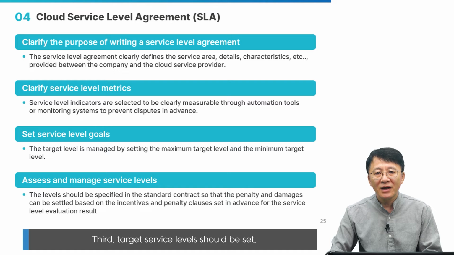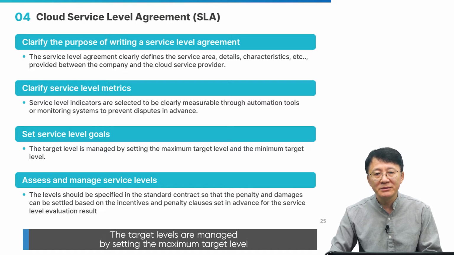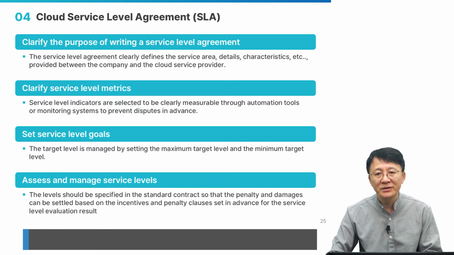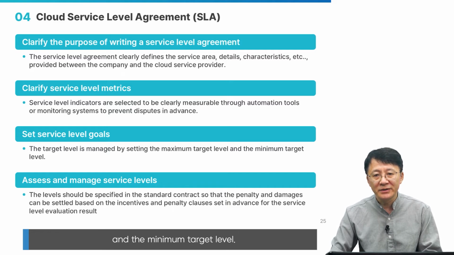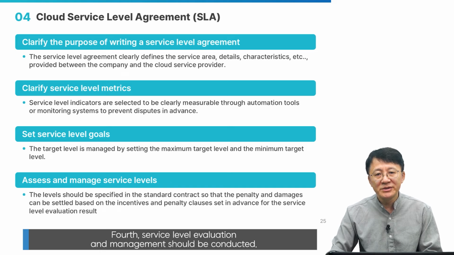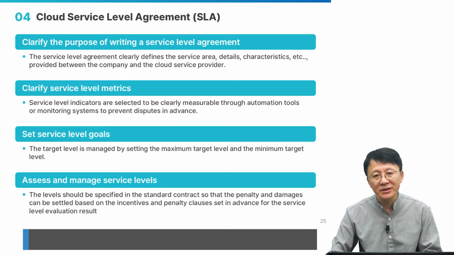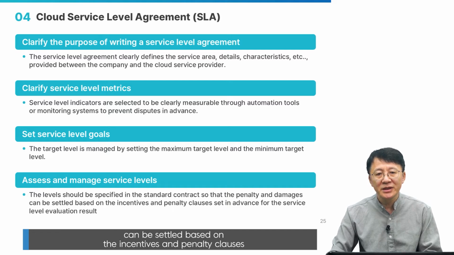Third, target service levels should be set. The target levels are managed by setting the maximum target level and the minimum target level. Fourth, service level evaluation and management should be conducted. It should be specified in the standard contract so that the penalty and the damages can be settled based on the incentives and penalty clauses set in advance for the service level evaluation result.